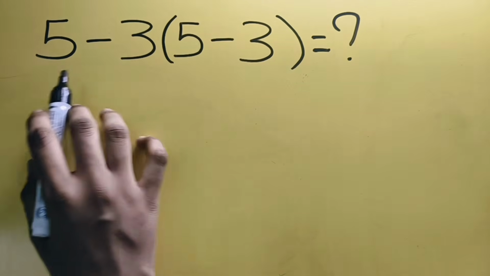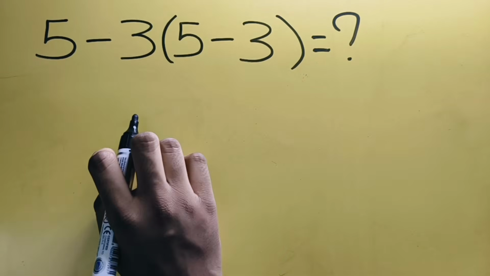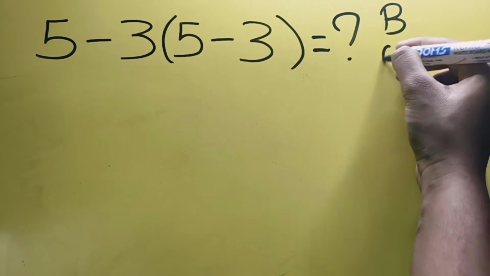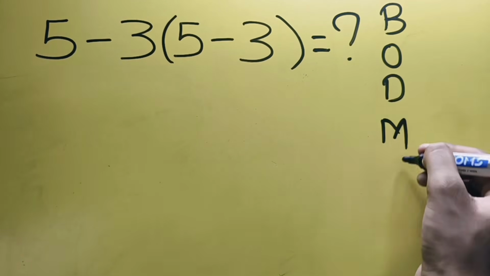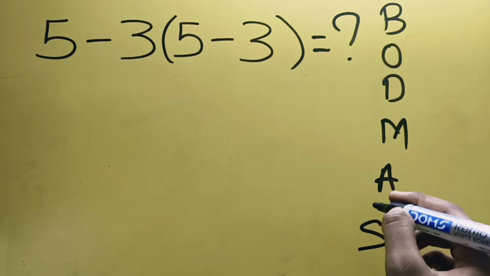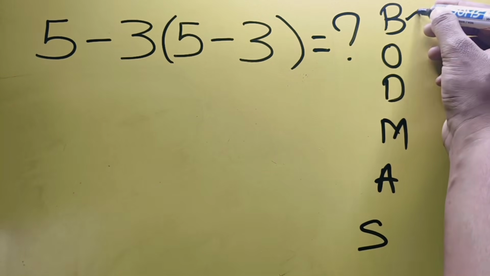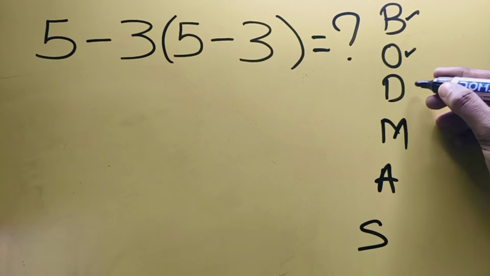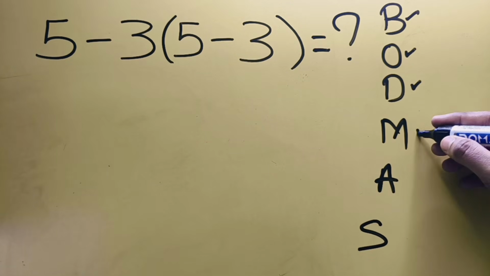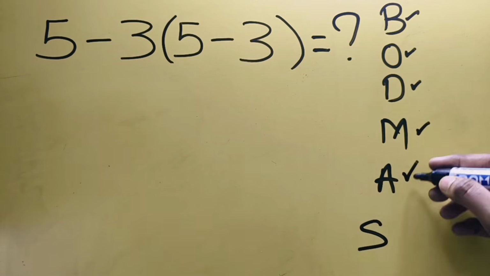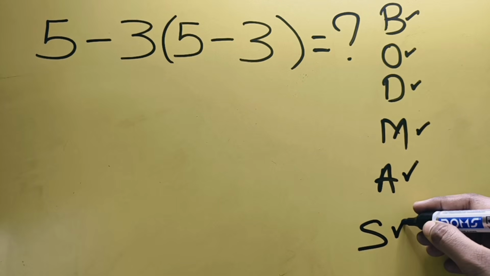So the correct method to do this problem is by applying the BODMAS rule. Here B stands for bracket, O stands for of, D stands for division, M stands for multiplication, A stands for addition and S stands for subtraction.